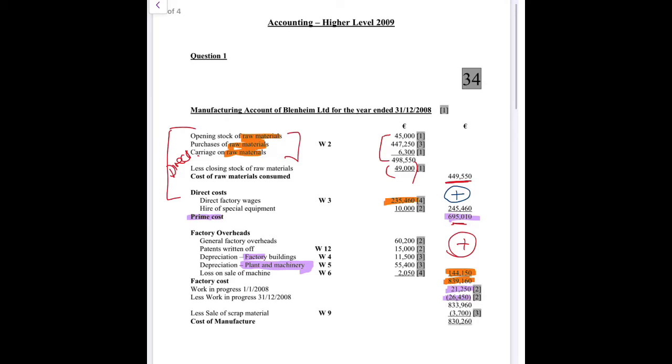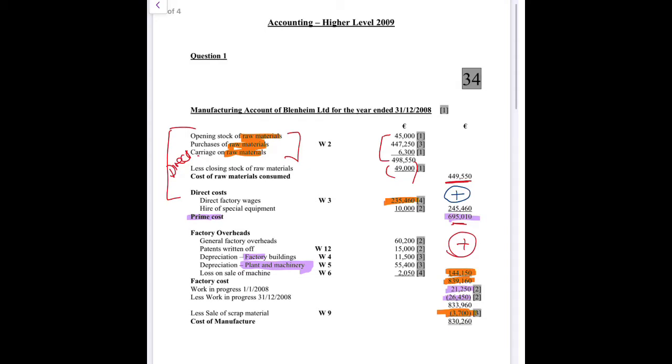So I'm taking them out, the 26,450. Okay, then you've got your sale of scrap material. We had pieces of wood lying around the place and we ended up selling it. So that's going to reduce my cost. I'm reducing my cost by 3,700 euro. So make sure you're subtracting that figure.